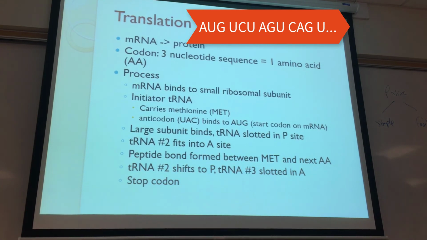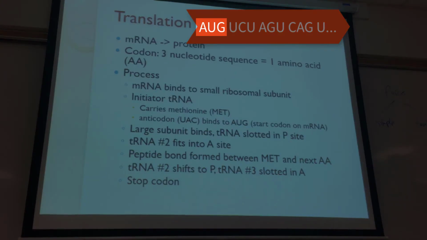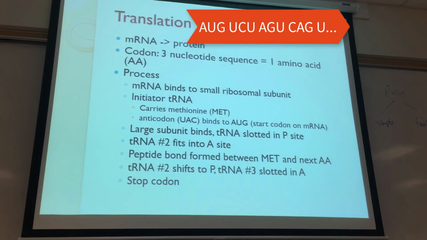We're going to create triplets of nucleotides. And these nucleotide sequences, these triplets, are called codons. And each of these will encode for an amino acid.